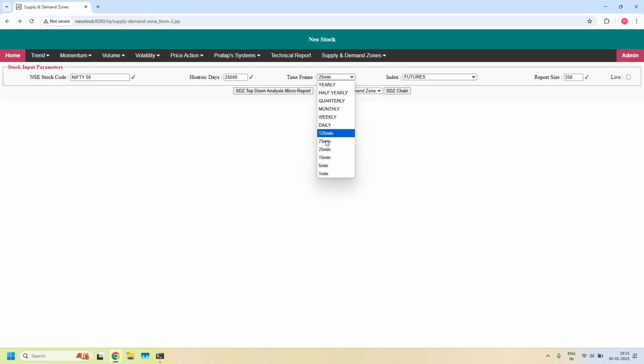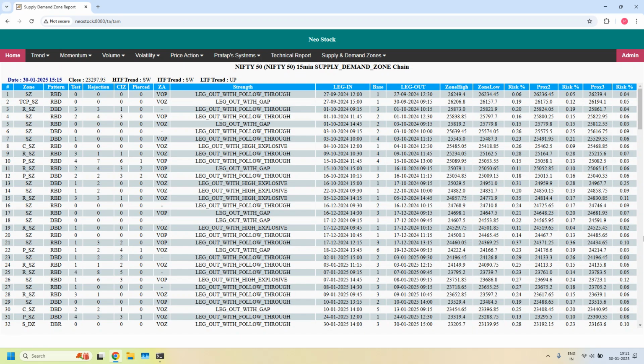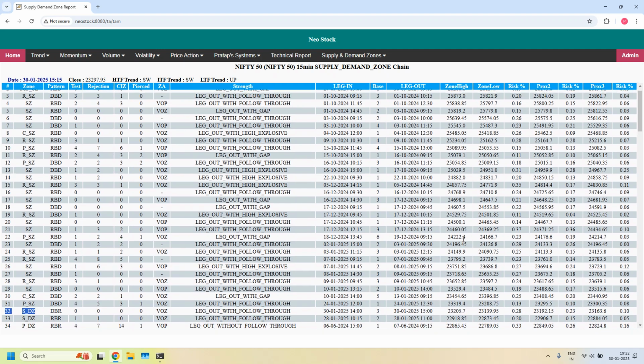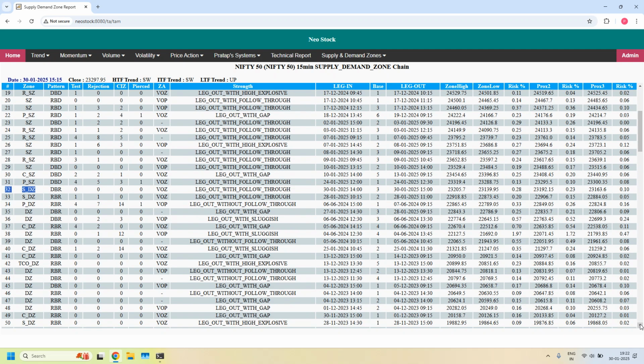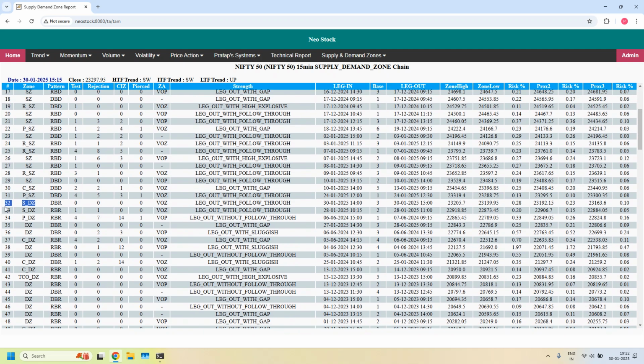Next, 15-minute supply demand zone chain for Nifty. So 32 is the nearest demand zone to the current price. So I'm scrolling the list down so that I'll put it in the center. So this is the nearest demand zone, and 31 is the nearest supply zone to the current price. So current price is in between these two demand and supply zones, and below the demand zones and above the supply zones. This is the way you should understand.